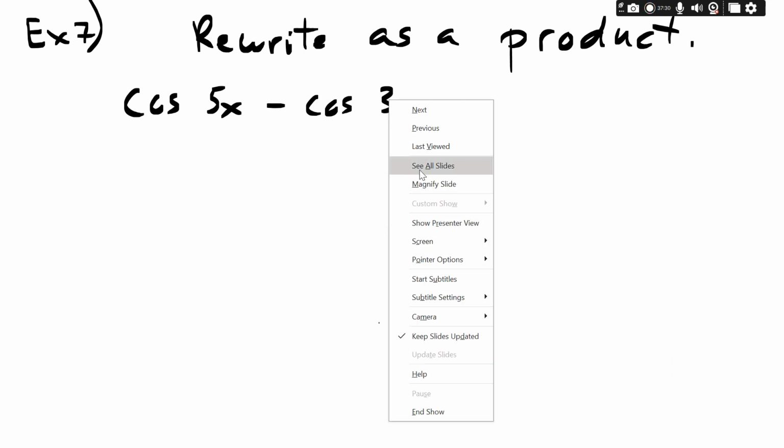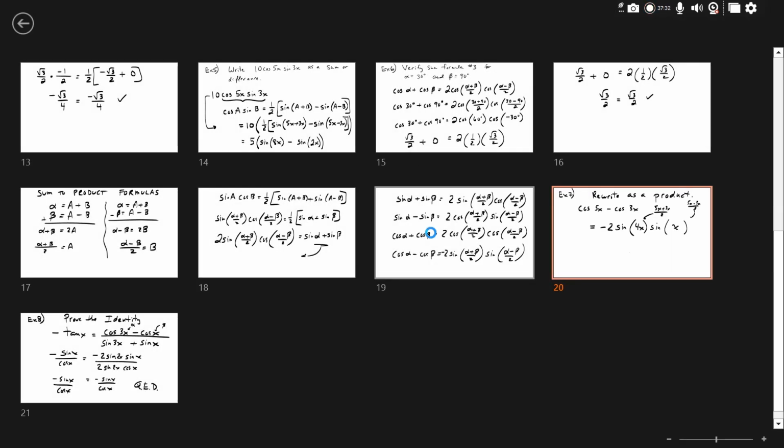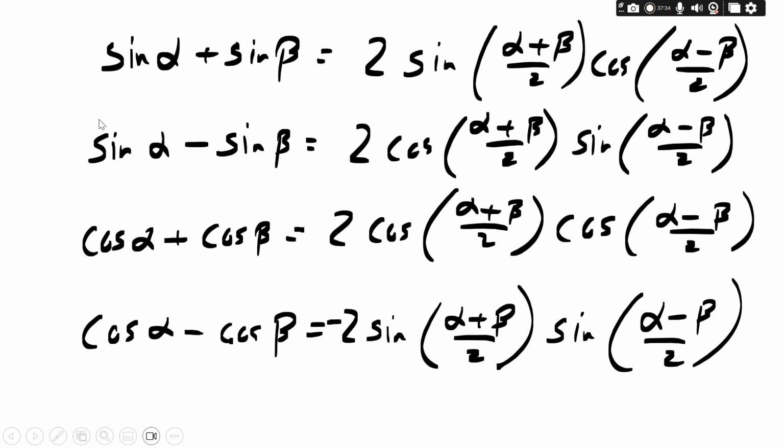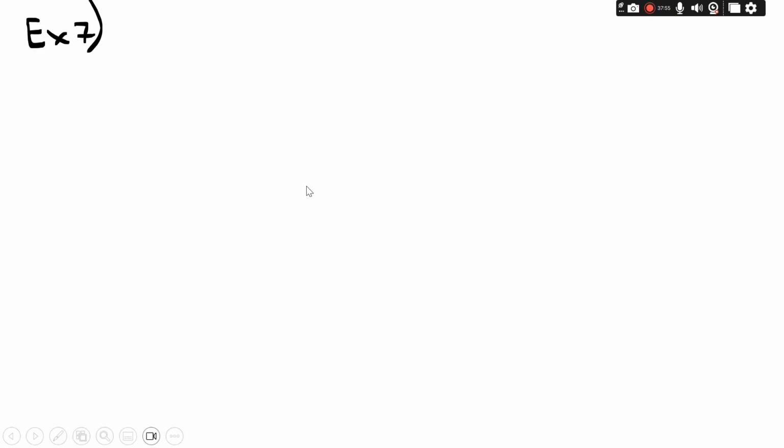Okay, so let's see, let me go back from this screen right here. Which one is it? First one, second, third, or fourth? And it looks like the last one right here. Yep, cosine, cosine, and there's a subtract between the two. So instead of doing that, I could just do this right here. Okay. So negative 2 sine of the addition and then sine of the subtraction.